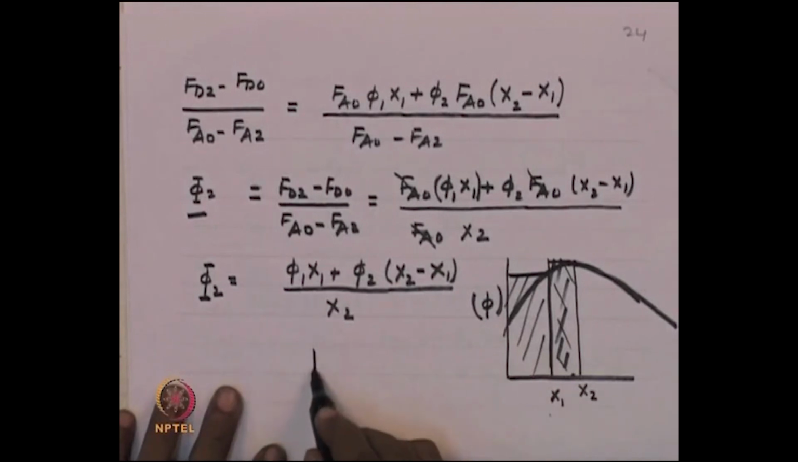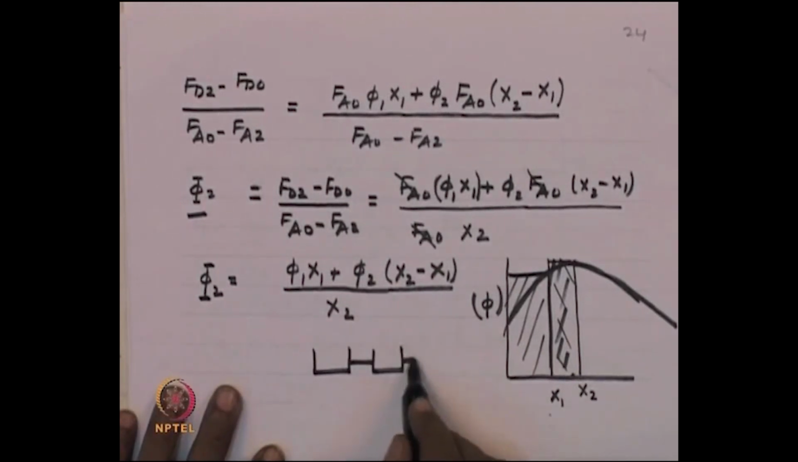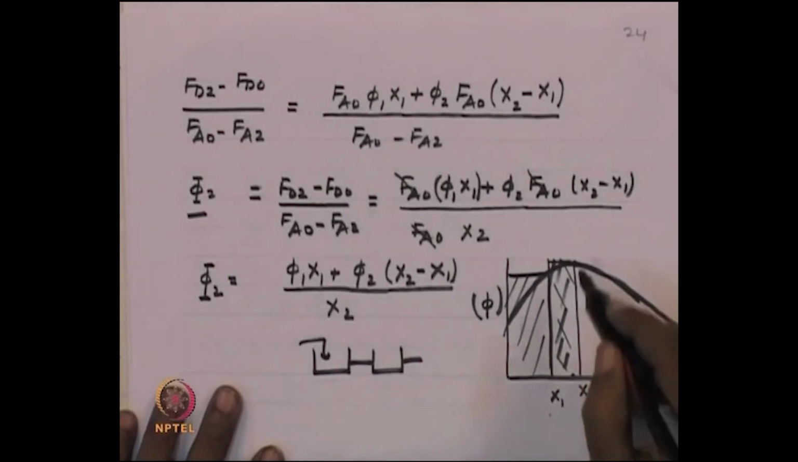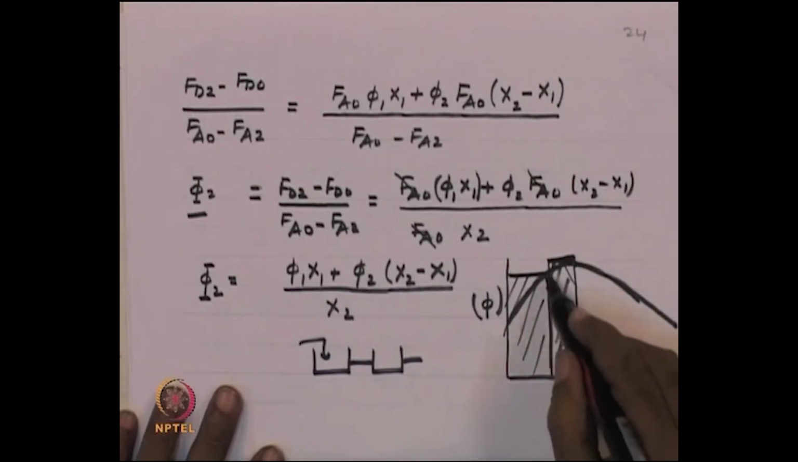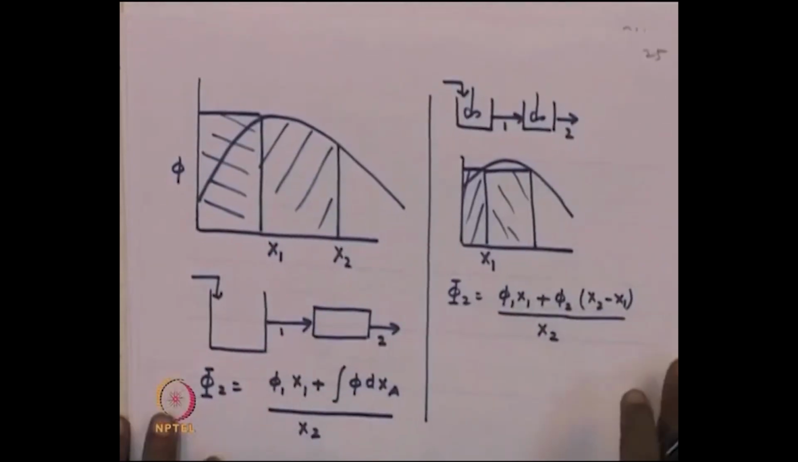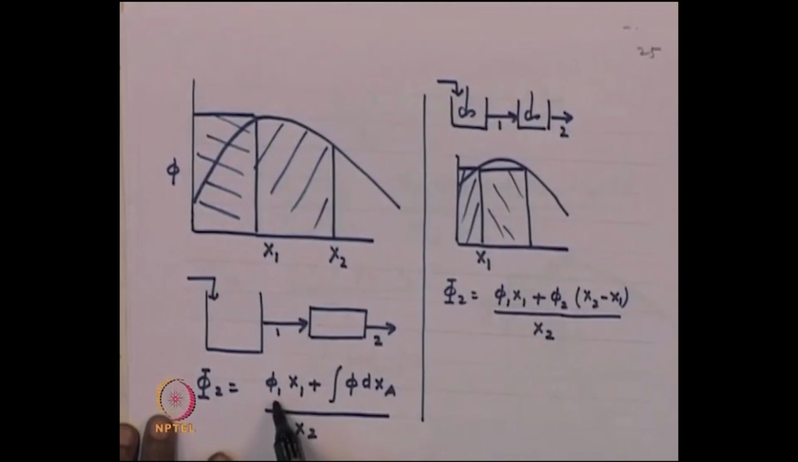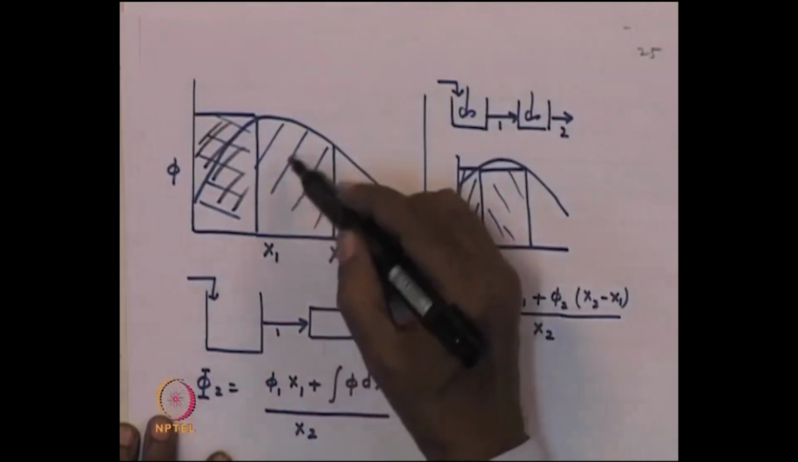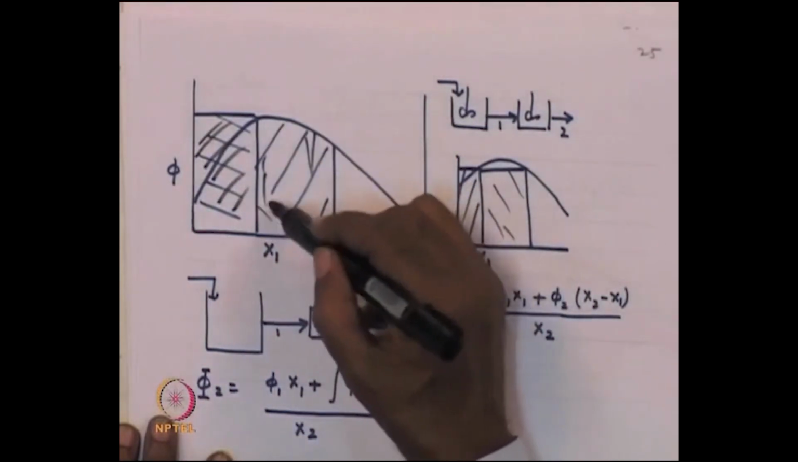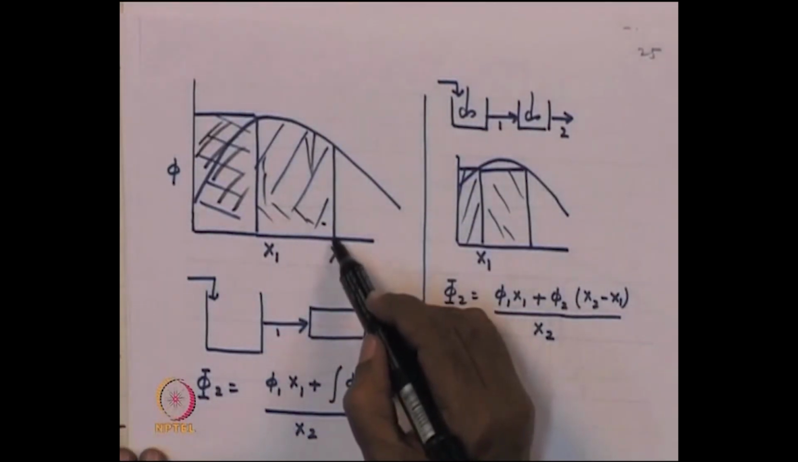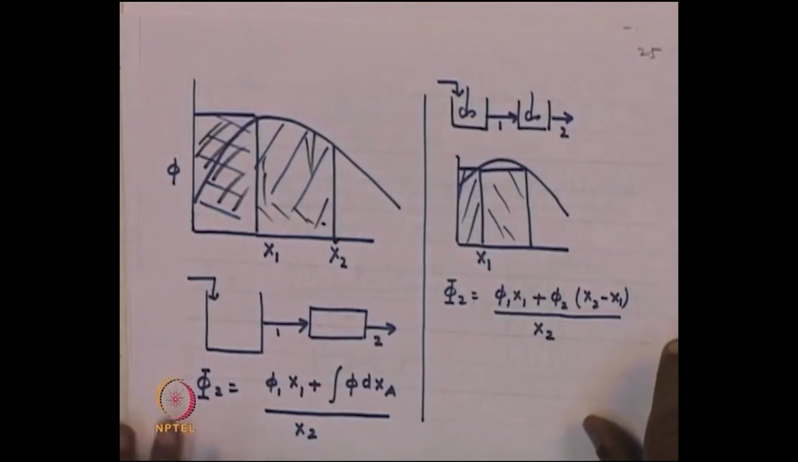Here we had a 2 tank sequence. So, we said that it will be this rectangle and this rectangle. That means, second rectangle is constructed on this. First rectangle is constructed on this point, but if you have a CSTR followed by a PFR, the CSTR is phi 1 x 1, this rectangle, and then the second one is the integral of this area here, phi dx A divided by x 2, which is the final conversion.